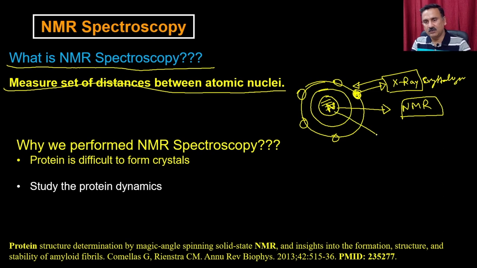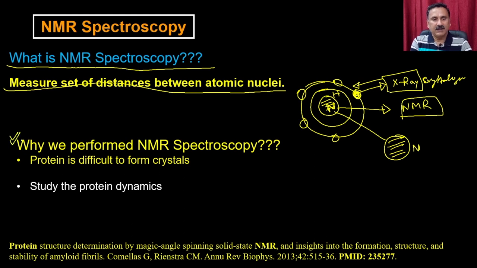So you are going to measure the distances between two nuclei. For example, you can have hydrogen nuclei, nitrogen nuclei, and so on. You might have seen the different structures of the amino acids, right? If you are mapping with X-ray crystallography, you will be able to see the arrangement of the electrons, right? That's how you generate the electron density map. Whereas in the case of NMR, you are going to see the distances between the nuclei.